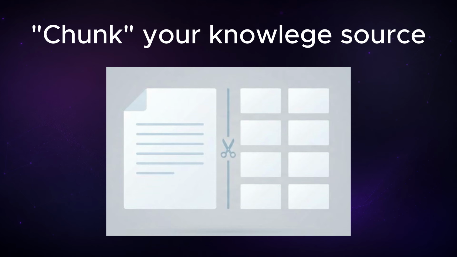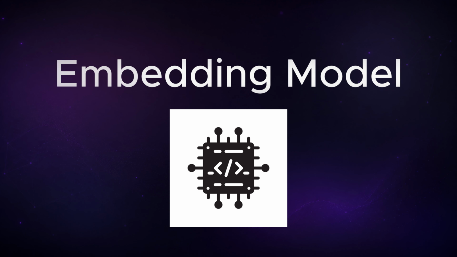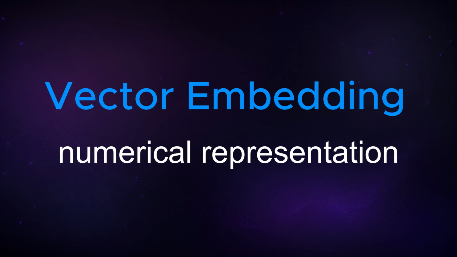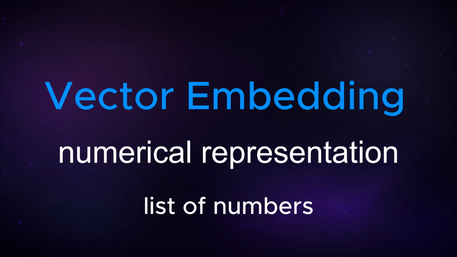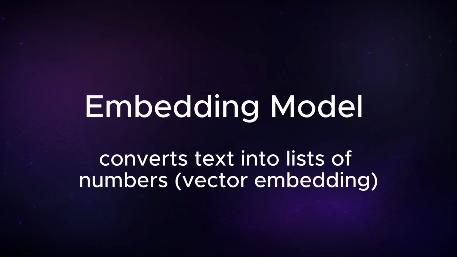Then after you have your knowledge source broken up into many different chunks, you use what is called an embedding model to convert each chunk into what is called a vector embedding. A vector embedding is basically just a numerical representation of your text. It's a list of numbers that represents the meaning of a piece of text. We call it a vector because it's a list or sequence of numbers. And an embedding model is actually another type of LLM that's made to do just this thing, to convert text into numerical representations.